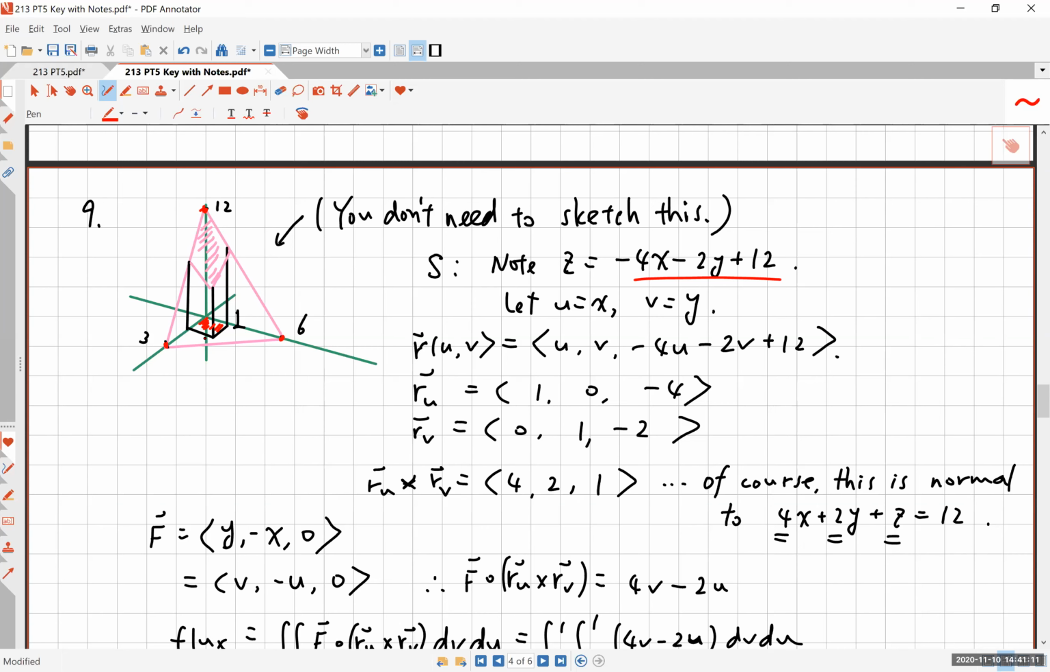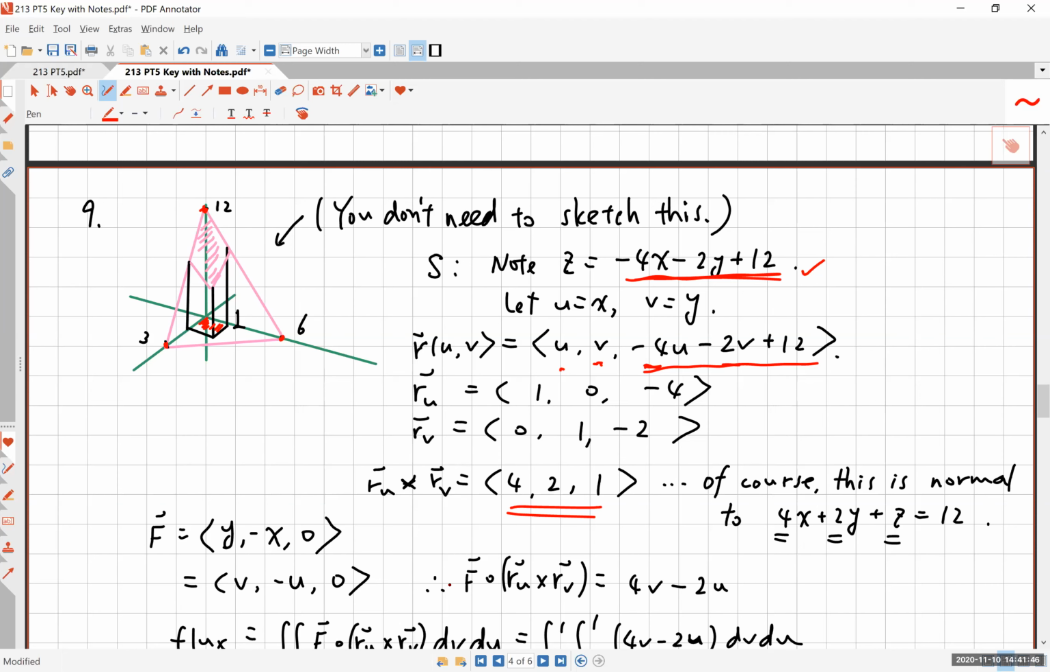Okay, now the parametrization was not given. So how do you find the parameterization? Well, if z is given as a function of x and y, remember there is a standard way to parameterize this. You can let u be x, v be y, and z be whatever that expression is where you replace x with u and y with v. And so that's exactly what you see here. You take ru, which is (1, 0, -4). rv is (0, 1, -2). You take the cross product, surprise, surprise, you get (4, 2, 1).